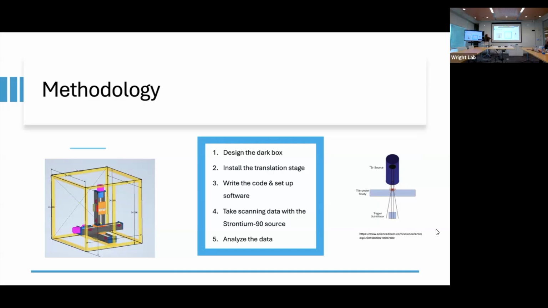the same software could be used to actually collect the data from the scanning, which is essentially you have a strontium 90 source emitting particles that hit your tile, generate photons read by the SiPM, and you also have a trigger tile below and above the actual scanning tile, which just makes sure all of the incoming radiation is from the strontium 90 source. Then that data would be analyzed.